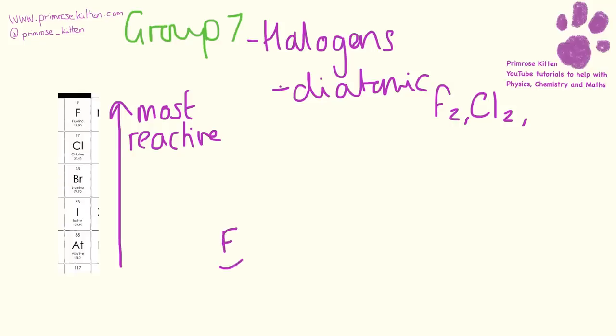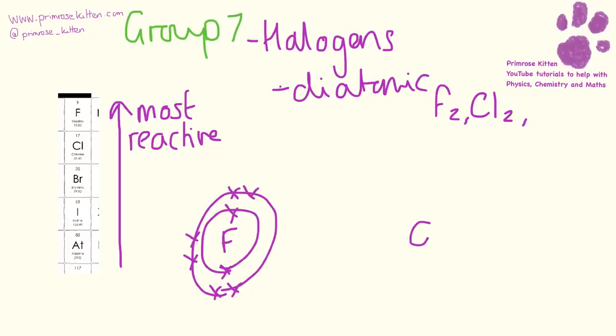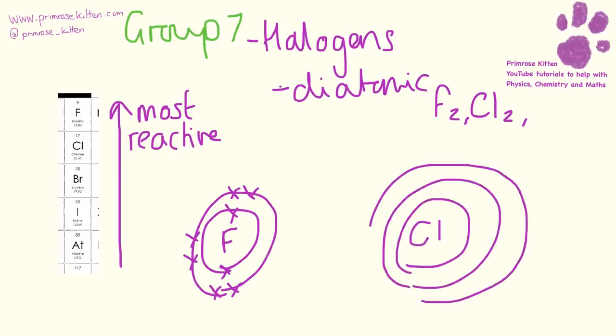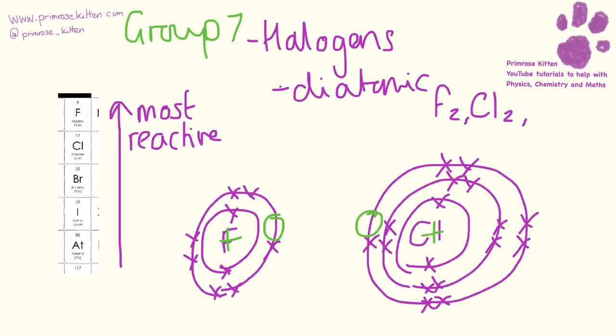So if we look at fluorine, and then compare that to chlorine, what fluorine and chlorine want to do is to fill up this extra space they have in there. And the positive charge in the middle needs to be pulling things in. But the problem is all these electron shells in the way, getting in the way of pulling it in. So for fluorine to reach out and pull something in, it only has to go through one shell, whereas chlorine has to go through 2 shells to pull things in, making it harder for chlorine to pull things in than fluorine.